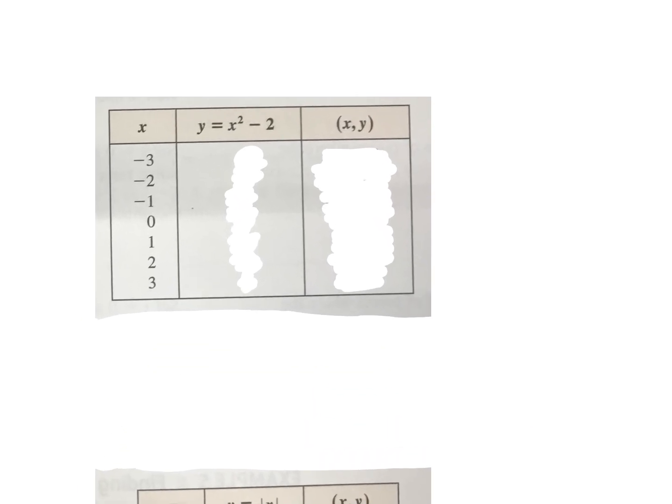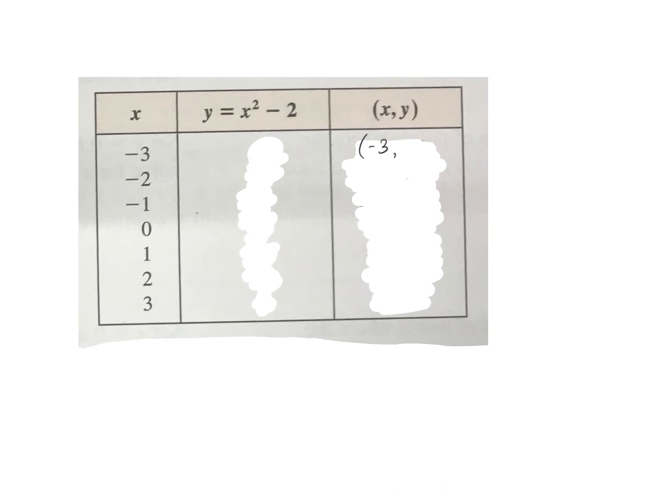All right, so for this one, let's plug in the numbers. We want to figure out the y's, and we want to figure out the x's. The x's are all given to us right here, so we don't have to figure them out. We already have all of the x's here: -3, -2, -1, 0, 1, 2, and 3. So we have all of the x's of those ordered pairs.